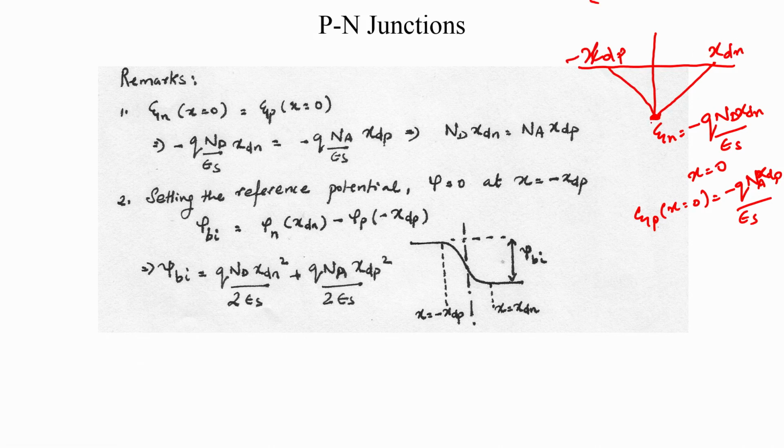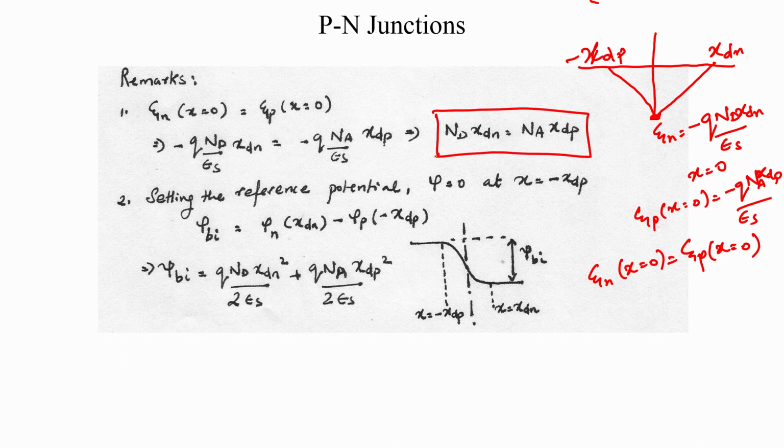So, since at x equal to 0 En has to be continuous, you have En at x equal to 0 being your Ep at x equal to 0, which gives us a very important relation that your Nd into xdn must be equal to Na into xdp. So, what does this relation mean intuitively?